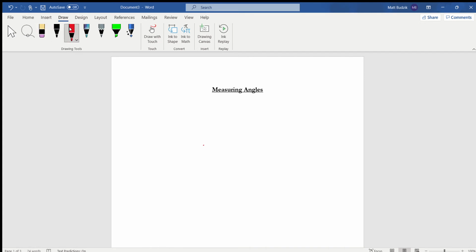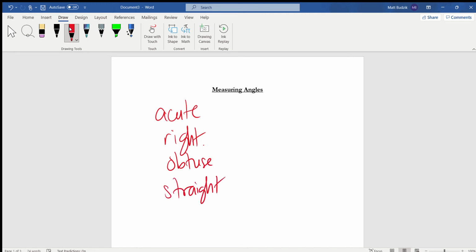So if we were to classify based off of angle measure, we have 4 kinds. We have an acute, we have a right, we have an obtuse, and then we have a straight. Fantastic. So an acute angle is between 0 and 90 degrees. Right is exactly 90 degrees. Obtuse is between 90 and 180 degrees. And straight is exactly 180 degrees.